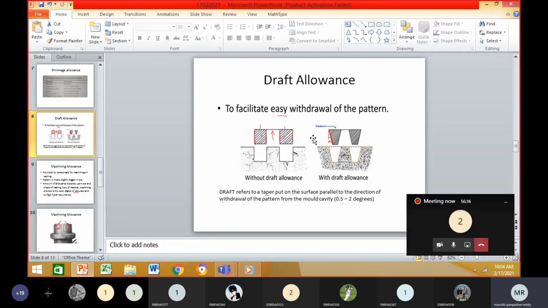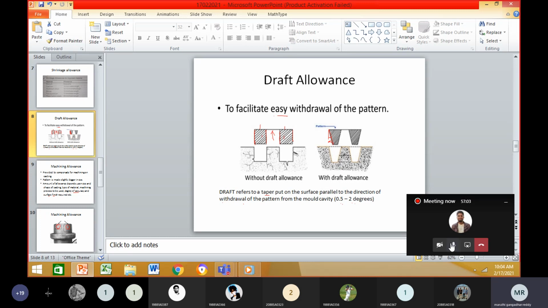Yeah, tell me. For easy withdrawal, sir. For easy withdrawal of what? The pattern should not be broken while withdrawing it, sir. While removing the pattern, there will be a taper on the product in the mold cavity, on the surface parallel to the direction of withdrawal, sir. You have given the correct answer. Let the other students also answer.